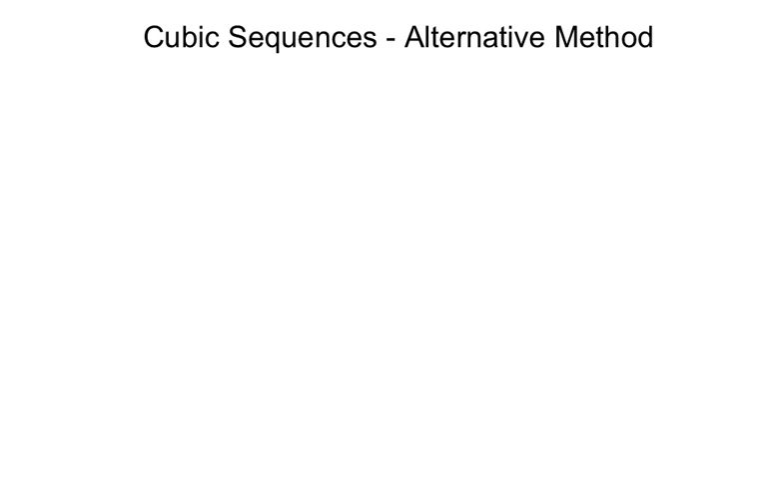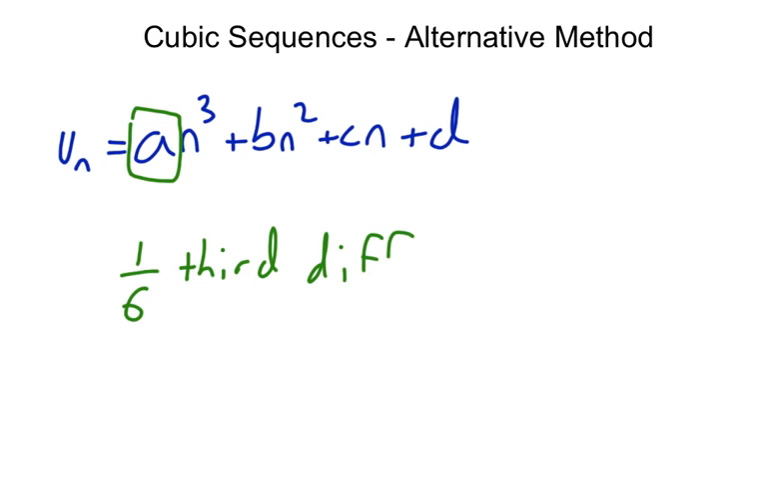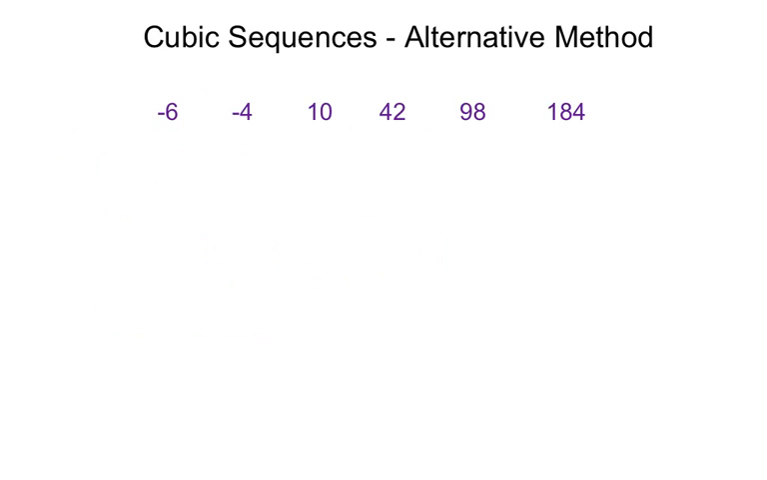And in that video, we saw that for any cubic sequence, un equals an cubed plus bn squared plus cn plus d, the value of a is always equal to 1/6 of the third difference of the sequence. And that's going to be really important for the method we're going to see in this video. So let's have a look at two examples.